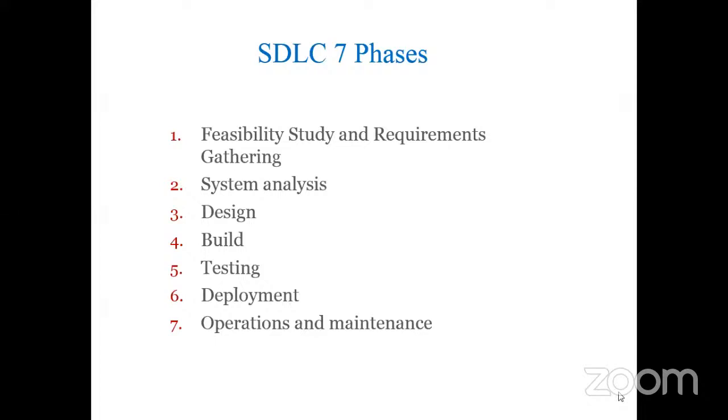So basically when you start a project, or before you start a project, you need to understand whether this project is feasible enough to be executed or not. When I say feasible to be executed or not, there are three areas where the feasibility would happen. One is technical feasibility, second one is operational feasibility, third one is financial feasibility. Financial feasibility is if the customer has the budget or not.